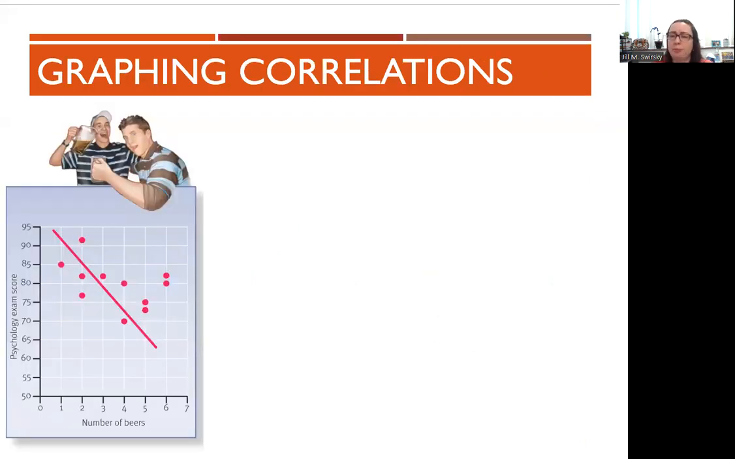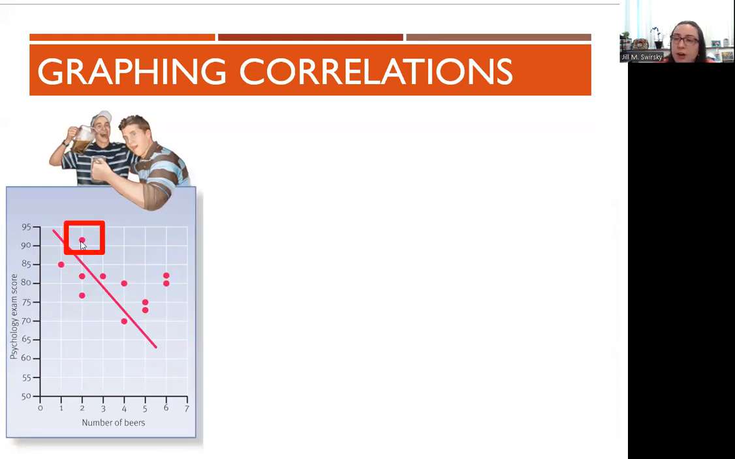Let's take a look at a few more scatter plots. And so starting with the one on the left, we're seeing a plot that represents how the number of beers consumed correlates with exam scores on a psychology test. Now remember, each pink dot on this scatter plot is referring to one participant's relationship between beer consumption and exam score.